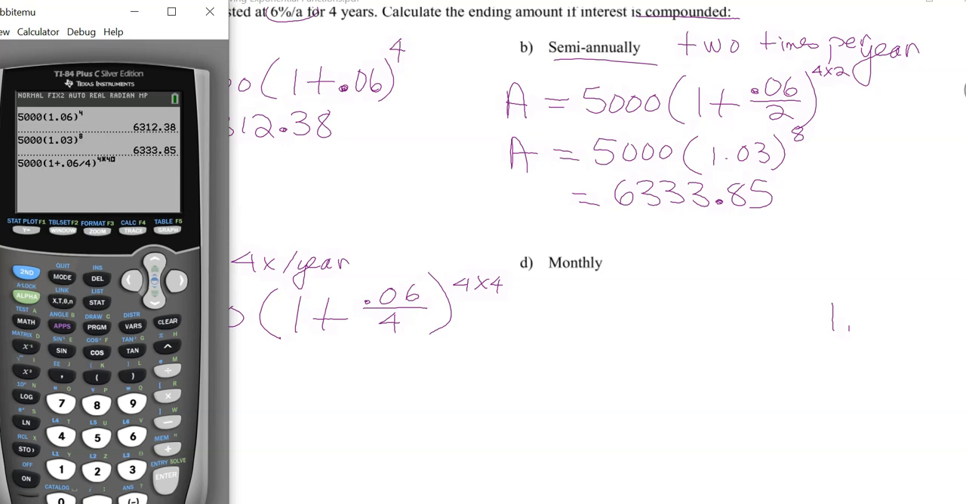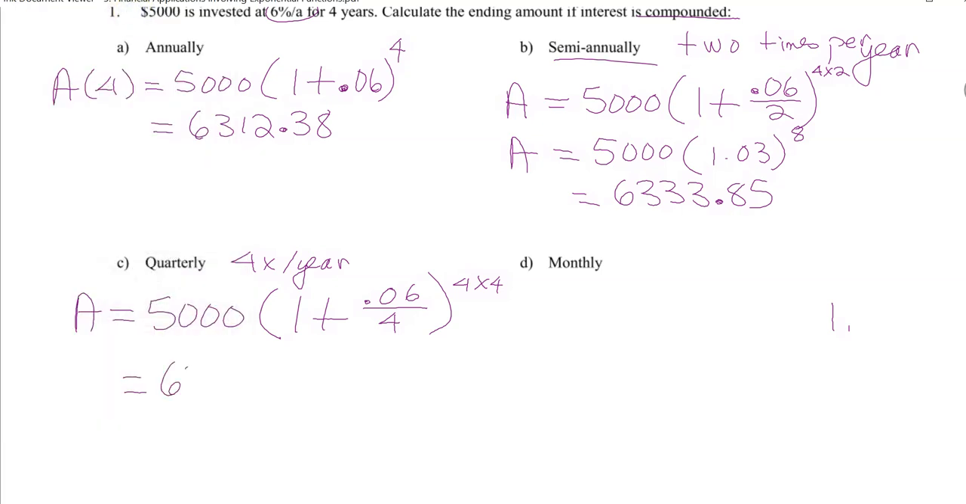So we should expect more than the 63, and we end up with 6344.93. So about $32 more than annually, and about $11 more than semi-annual.